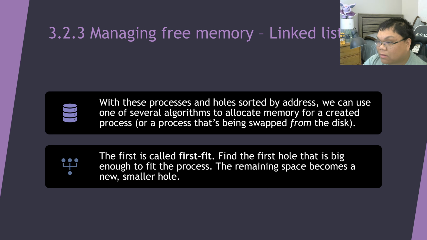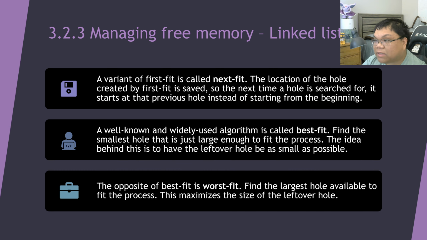releases its memory. A variant of first fit is called next fit. The location of the hole created by first fit is saved, so the next time we try to search for a hole, we start at that previously made hole. We don't start from the beginning anymore. A well-known and widely used algorithm is called best fit. Find the smallest hole that is just large enough to fit the process. The idea behind best fit is to leave behind the smallest possible hole.